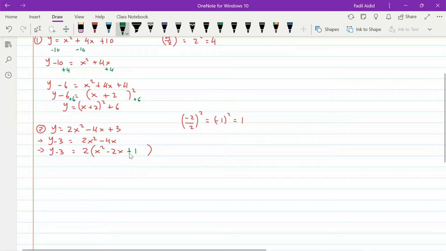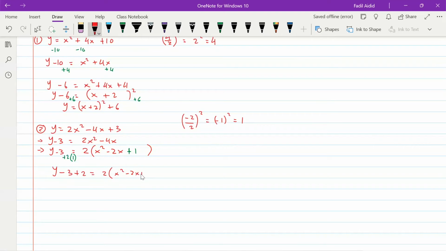Now normally we need to add 1 here, but since the coefficient of x squared is not 1, it's basically 2. So you need to multiply this one by 2 and then add it to the left side. So this is basically 2 times 1. So it's going to be y minus 3 plus 2 equals 2x squared minus 2x plus 1.